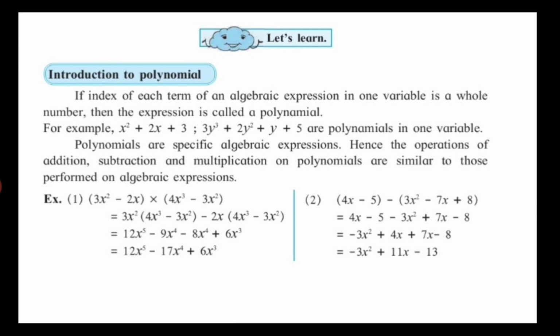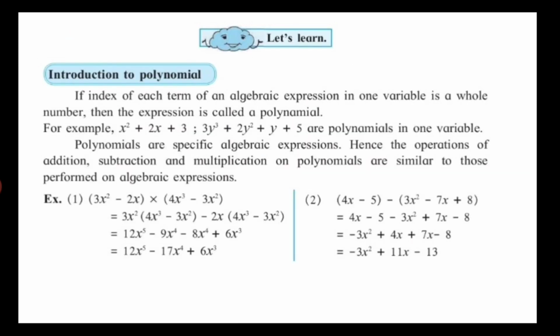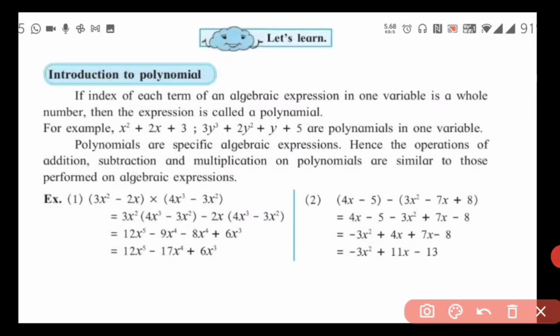There should be the same variable, one variable, as you all can see. For example, in the first example, we can see x square plus 2x plus 3. That means here x is there, x square, x raised to 2, that means index is 2. Here x raised to 1, that means index is 1. Here no variable is there, that means x raised to 0 is there. So here index is 0. So in all these 3 terms the variable is x, and that's why it is an algebraic expression in one variable.